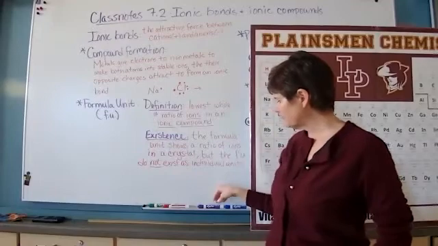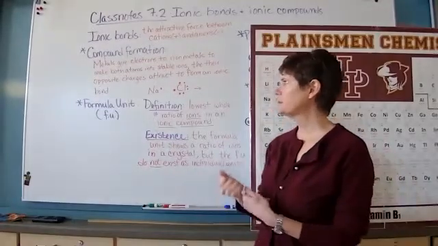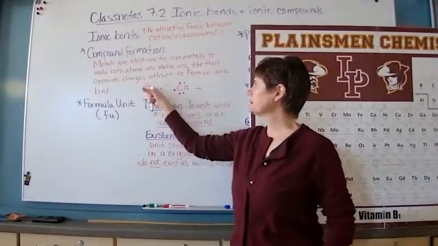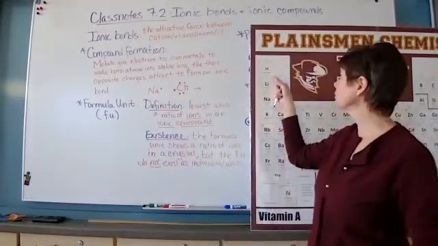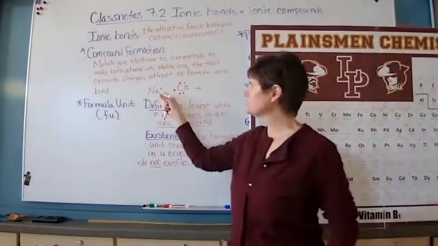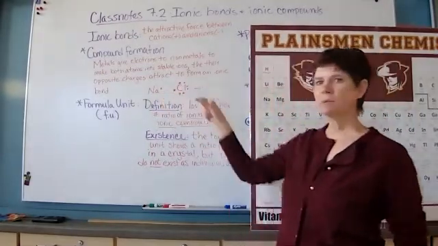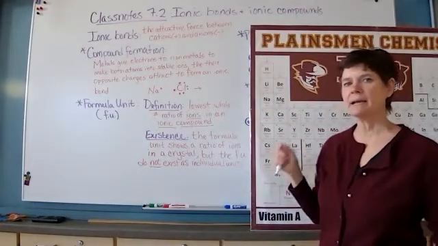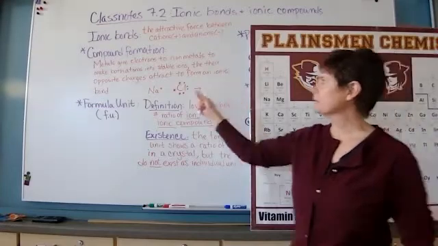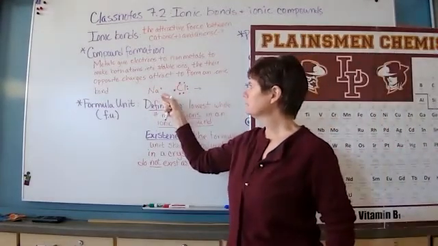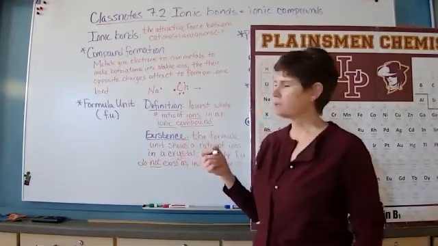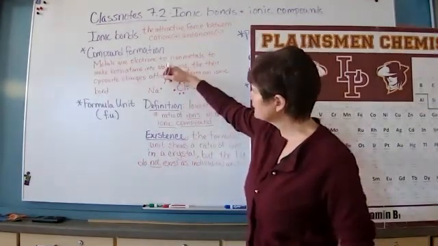So I have an example here where I'm showing the dot structure for sodium, because sodium is in group 1. It has 1 valence electron. So that's what I'm showing here. For chlorine, which is in group 17 and has 7 valence electrons, that is going to be this metal reacting with this non-metal.